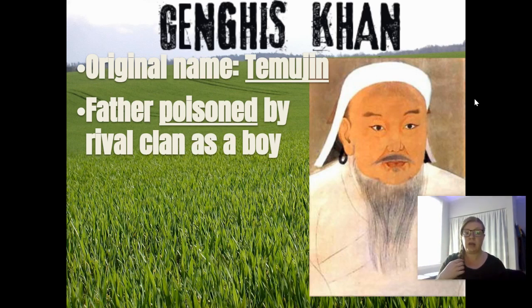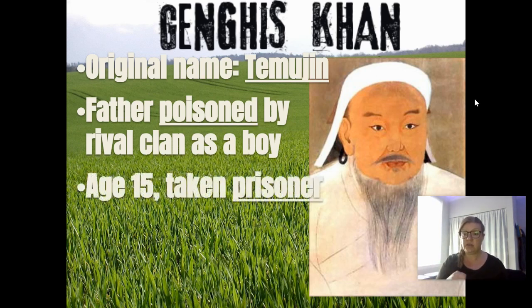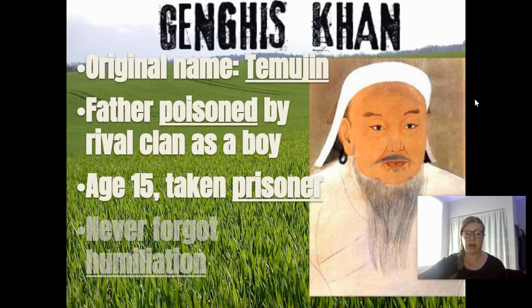When he was a young boy, his father was poisoned by a rival clan. So remember I said that they lived in tribes. So somebody from another tribe came over to their tribe and they poisoned Genghis Khan's father. At age 15, he was taken prisoner by this other clan. And he never forgot the humiliation that he felt of watching his father die and then being taken prisoner and treated badly by this other clan, and he is going to use that humiliation to fuel his great escapades as life goes on.